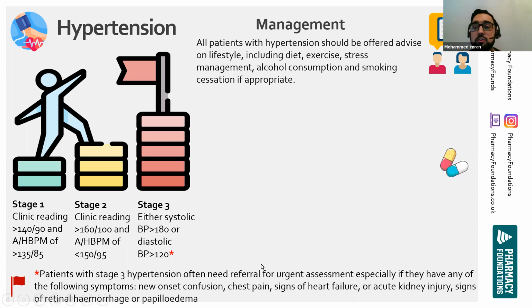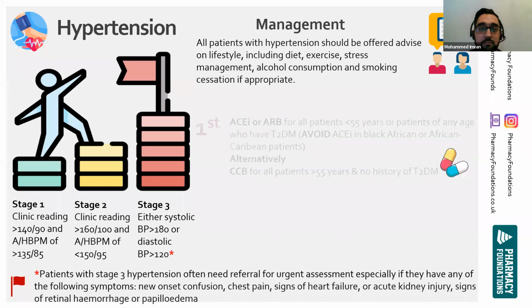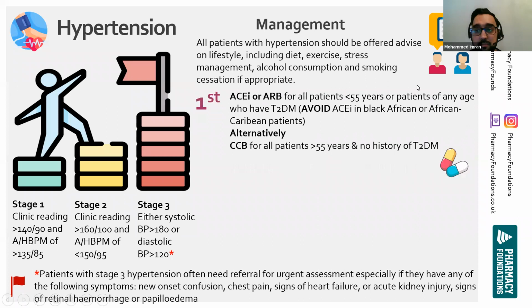So then, let's get on to the crux of the matter. We're pharmacists, and what do we like? We like drugs, right? So in terms of the management of hypertension, first line is an ACE inhibitor or an ARB for all patients under the age of 55 years, or patients of any age who have type 2 diabetes. Okay? So if you've got a 60-year-old patient that's now got hypertension, but they've also got diabetes, you're going to start them on an ACE inhibitor or an ARB.